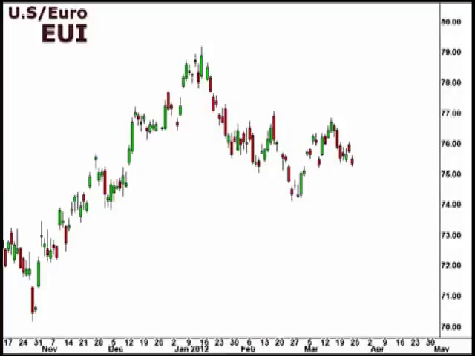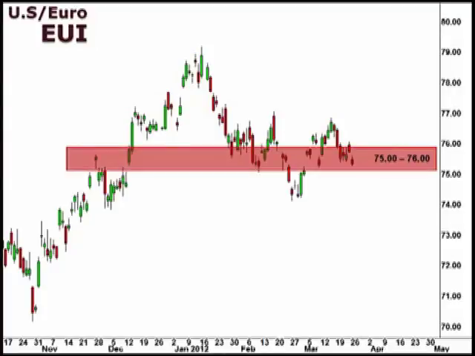Let's take a look at the EUI, the US dollar versus the euro. Well, the EUI spent most of the week consolidating within the 75-76 support zone. A break above 76 opens the window for a move higher. A break below 75 lends credibility to further decline.